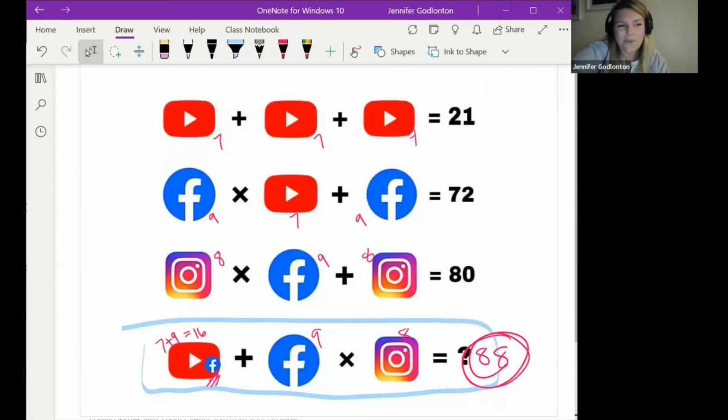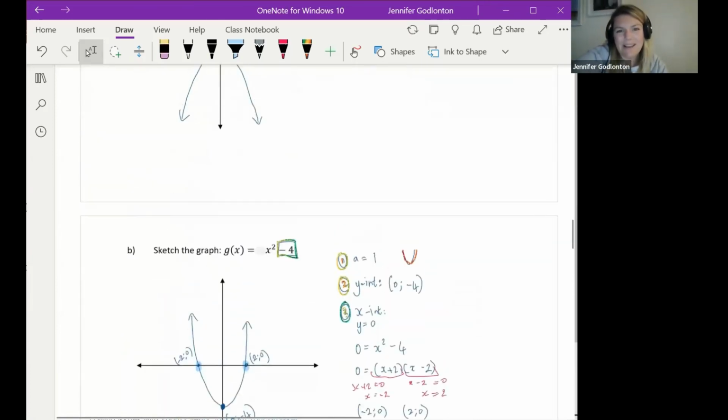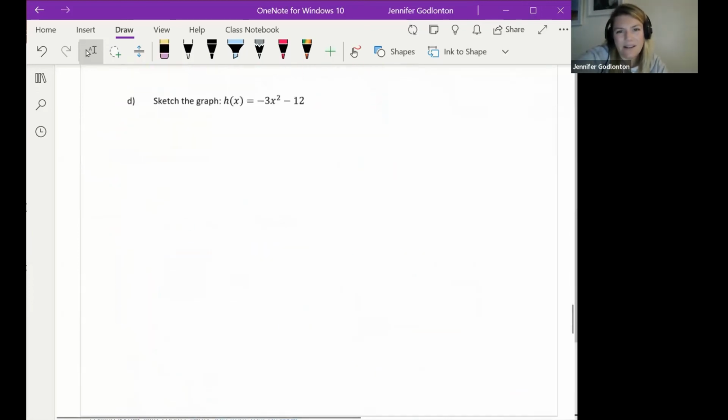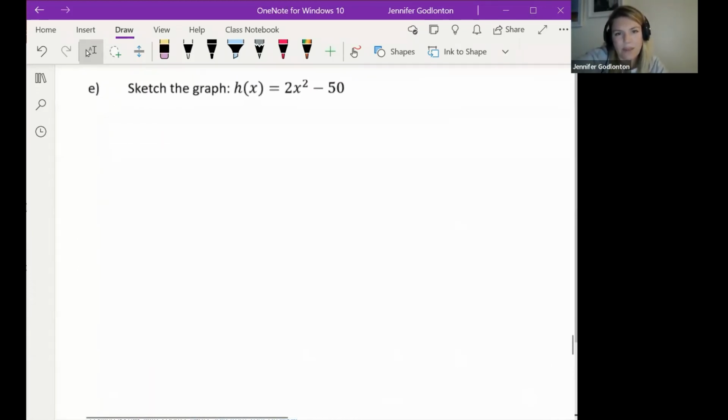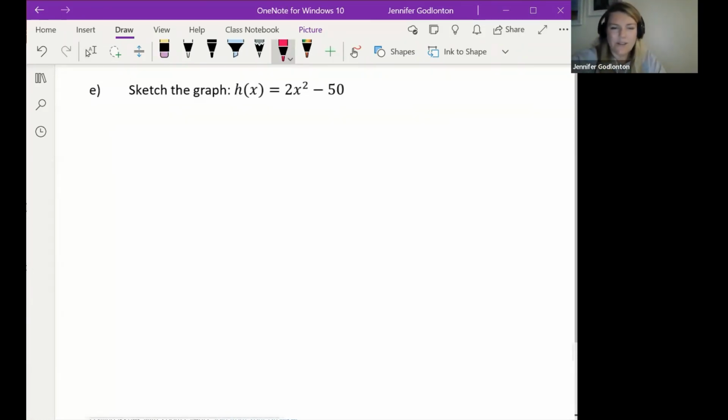Okay, let's try do one more parabola for today, and we will then call it a night. Let's do this one. Okay. All right, give that one a try for me, guys. Sketch this graph.